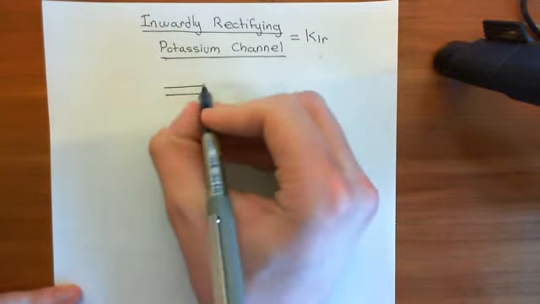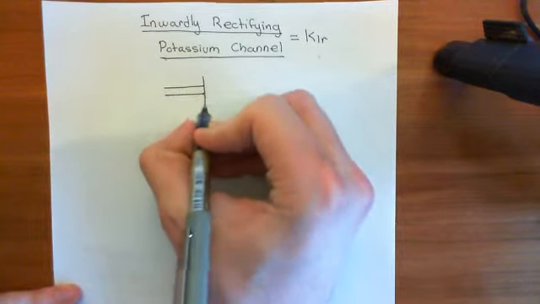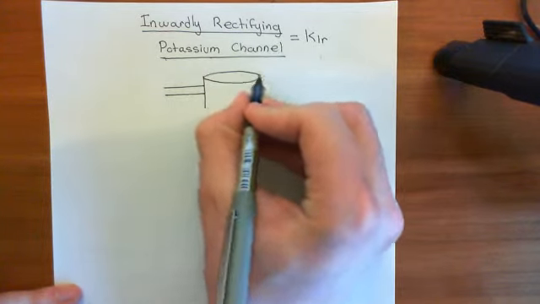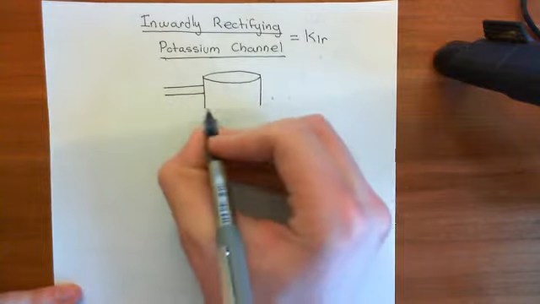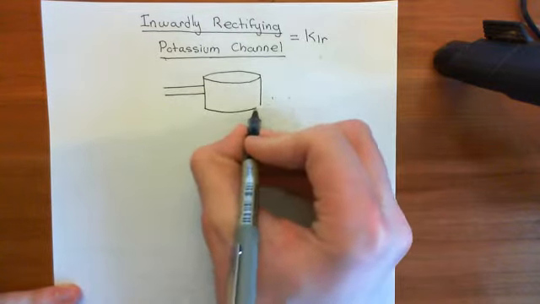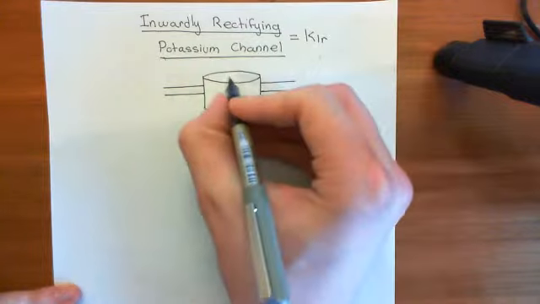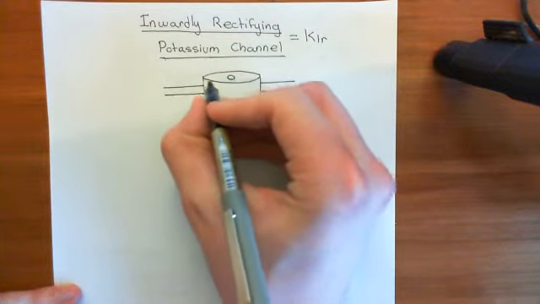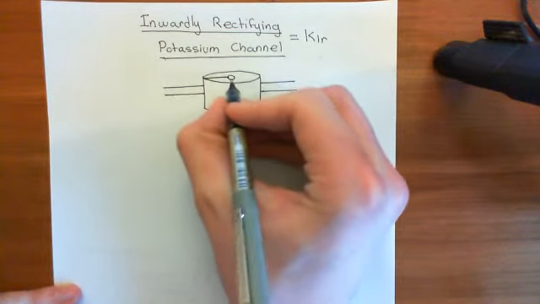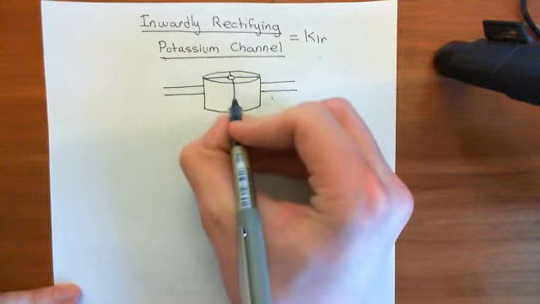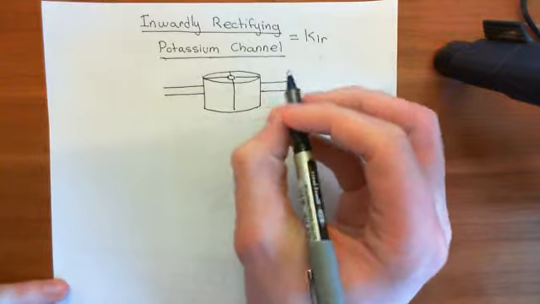Let this be the plasma membrane here, and then I'll draw the inwardly rectifying potassium channel like so. They are tetramers, so they are made up of 4 separate proteins. Here is the channel through the middle, and then we've got these 4 separate proteins making up the inwardly rectifying potassium channel, like so.